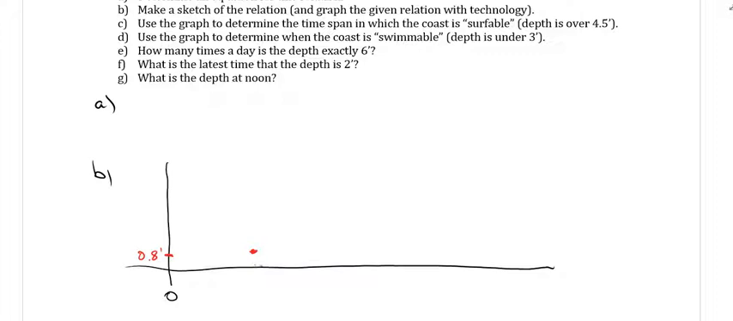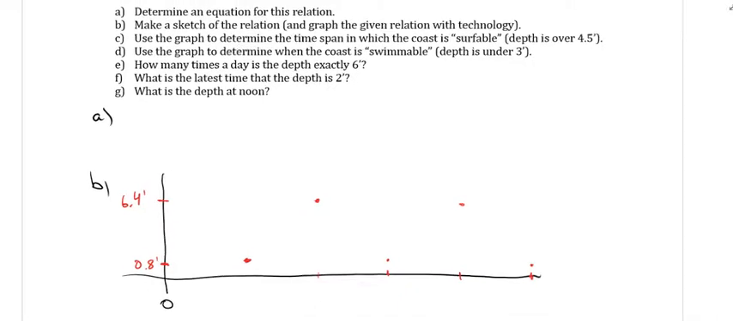And then 6 hours later, if this is about 6 hours, that's about 12 hours. There's another 6 hours. There's another 12 hours. So I can fit a bunch in there. So at 6 hours later, we're at the max, which is 6.4 feet. And then we're at the min, and then we're at the max, and then we're back at the min.